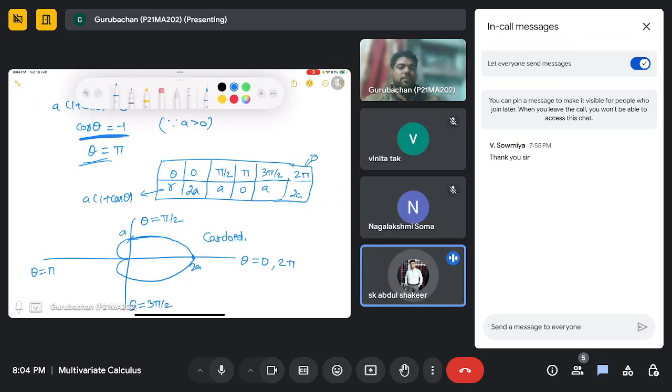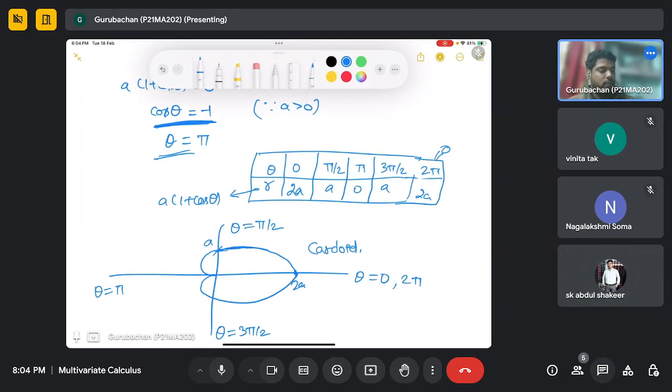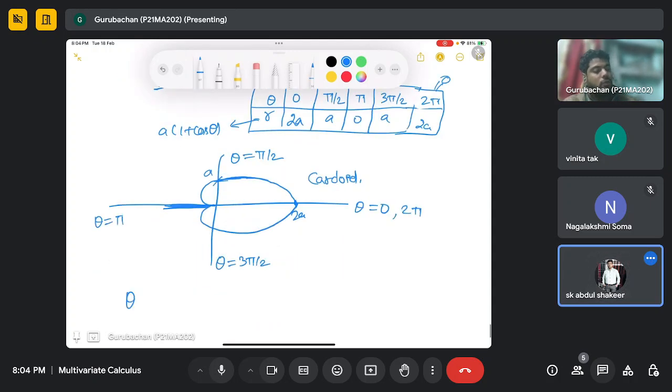Sir, the pi line is also a tangent line at the pole, because the shape is like that. Yeah, exactly, this is a tangent line. Are you sure this is a tangent line? Yes, sir. Tangent only with theta equal to pi, right? Yes, sir. Nothing else.